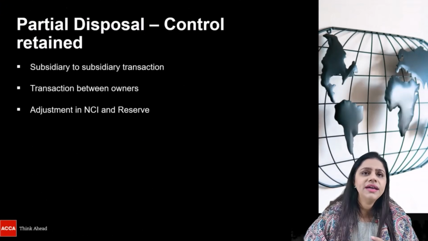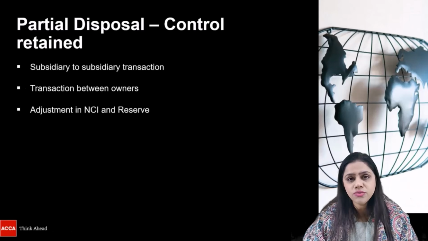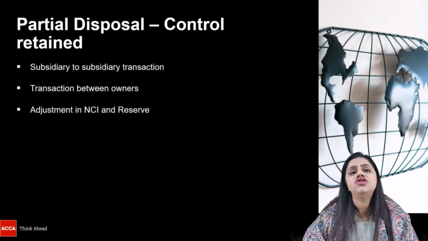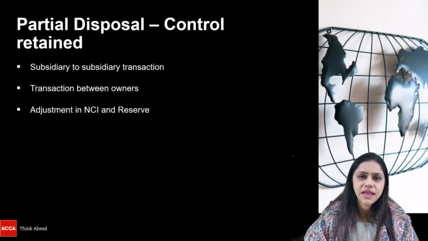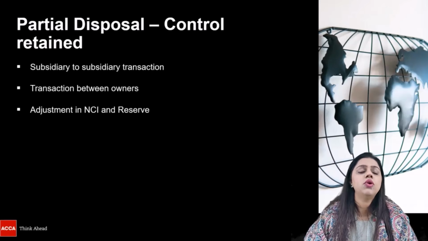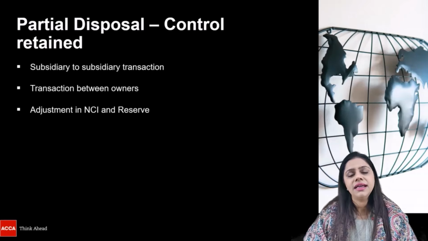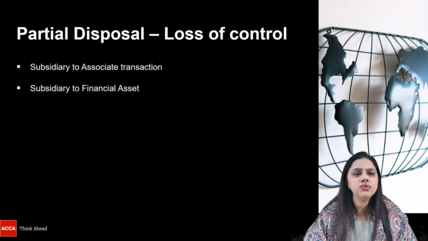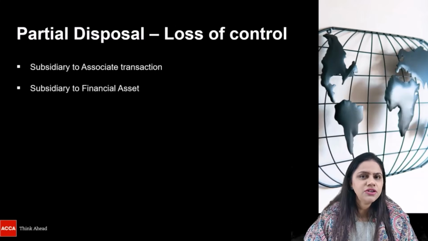Now, over here, the treatments are going to be completely different. This is going to be treated as a transaction between owners, and the adjustment is going to be made in NCI and reserves. Now, please see, over here, we are talking about a completely different working. We are saying that when you dispose of and there is a loss of control, and the transaction is from subsidiary to associate or from subsidiary to financial asset, what are the procedures that you follow?